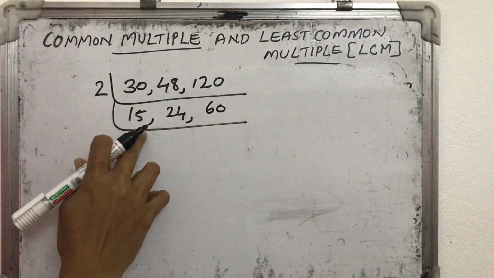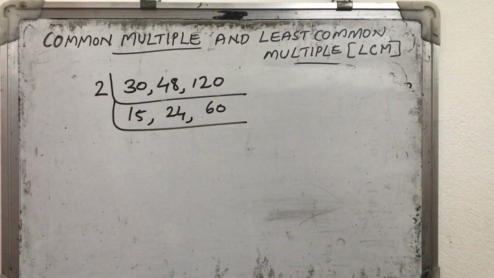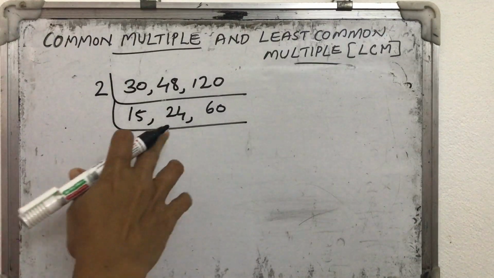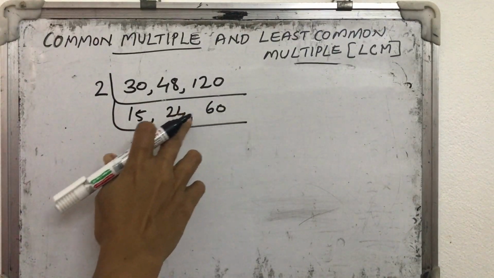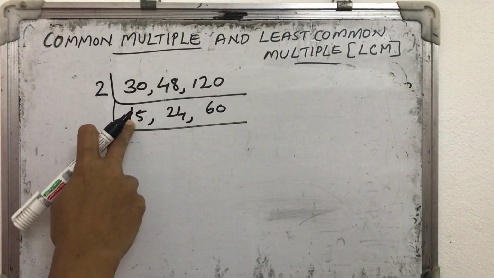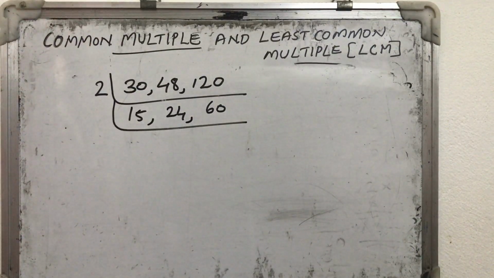Again, is it possible to divide by 2? That we are checking. Here these 2 numbers are possible. But here 15 is not possible by dividing with 2.